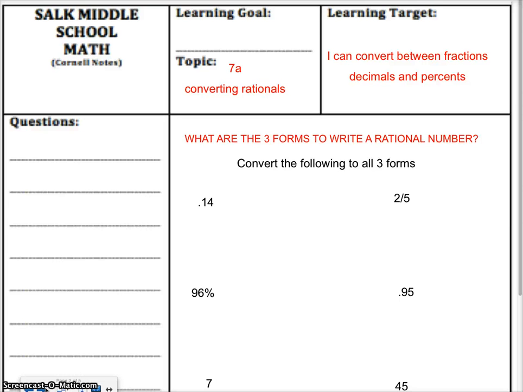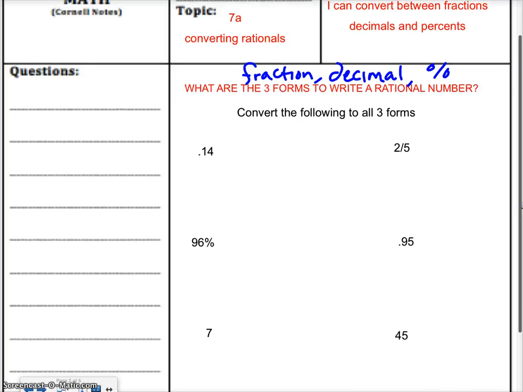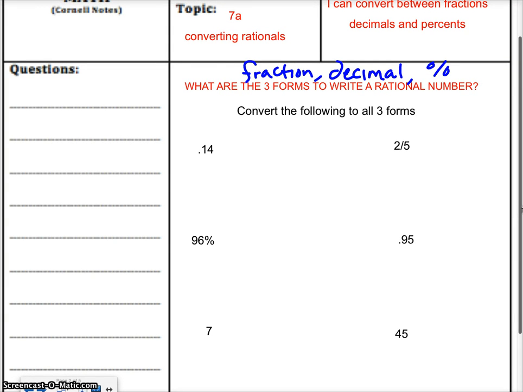So what are the 3 forms to write a rational number? The 3 ways to do it is you can write it as a fraction, a decimal, and a percent. That's the 3 ways we can write a rational number. And I want us to convert the following into all 3 forms. So 0.14 is already given to me as a decimal, so now I need to turn it to a fraction, and I also need to turn it to a percent.